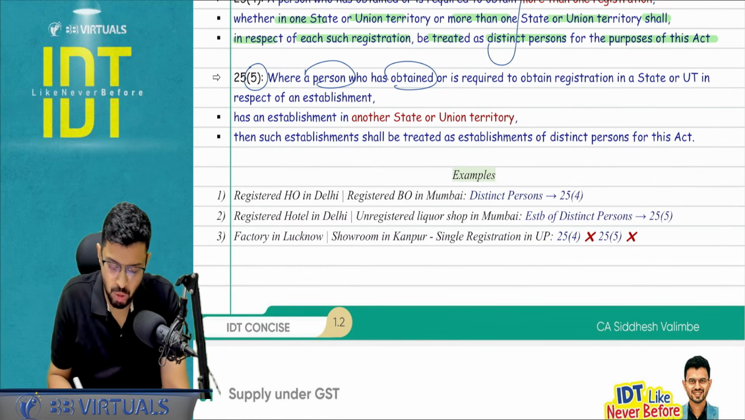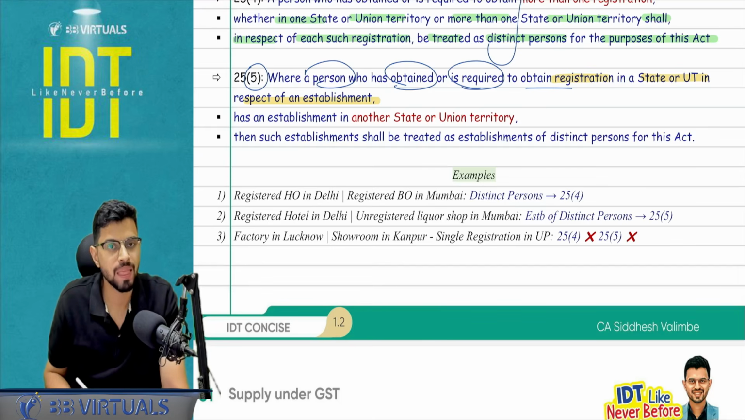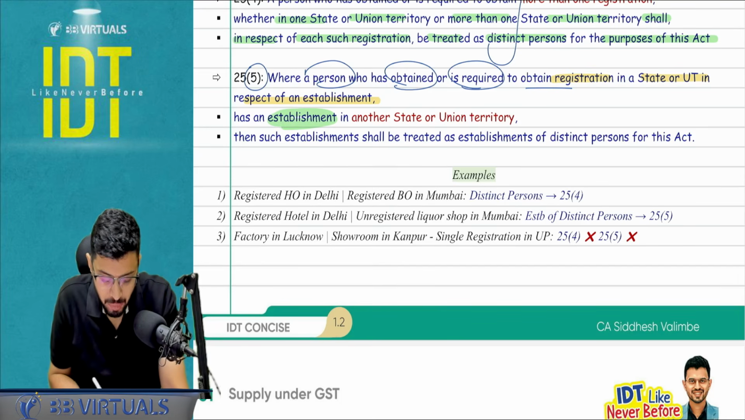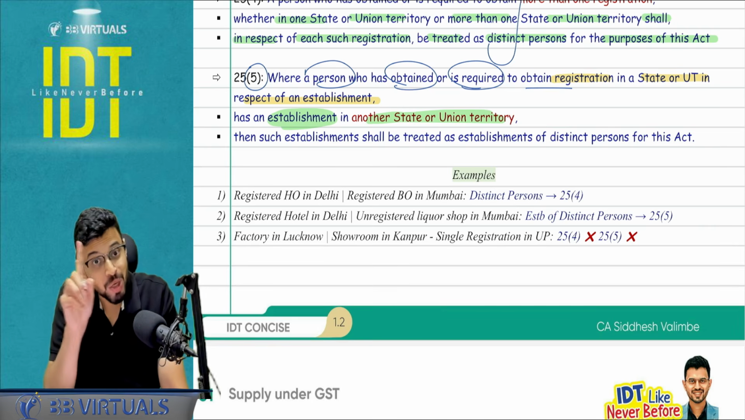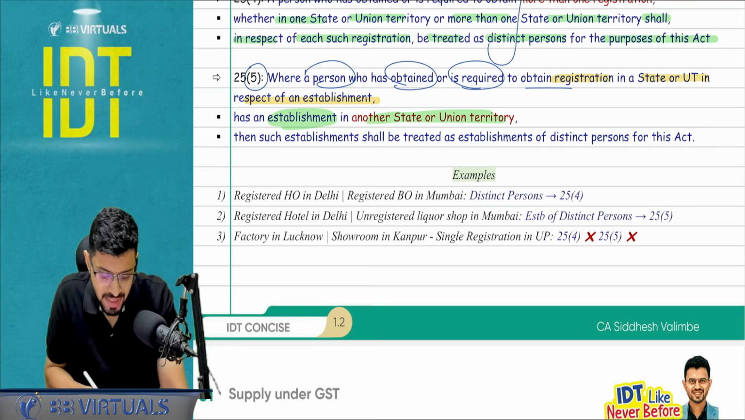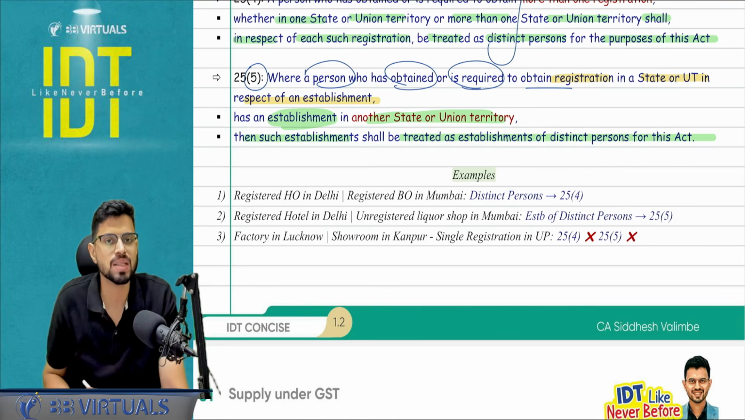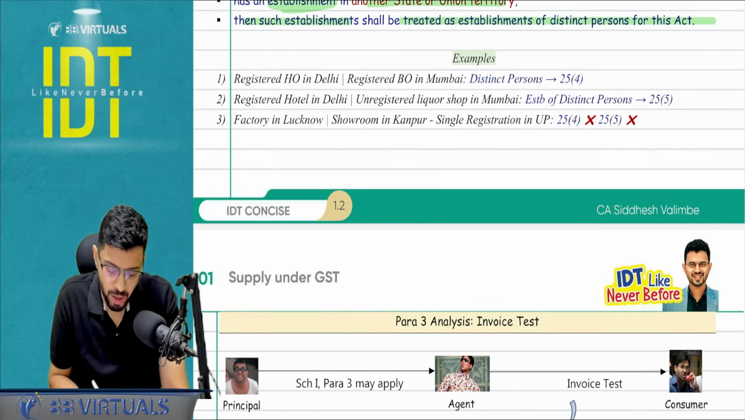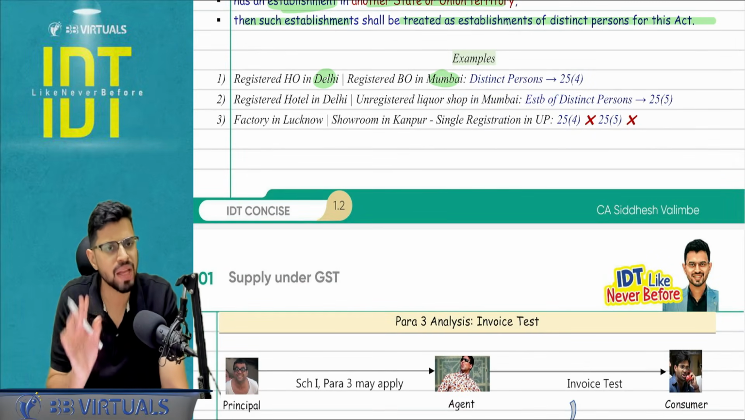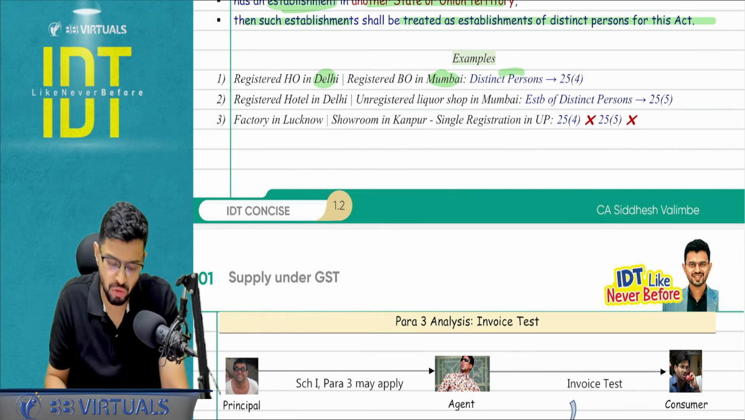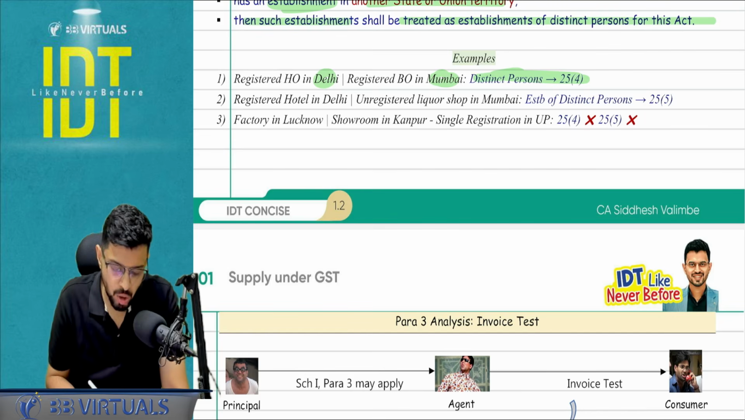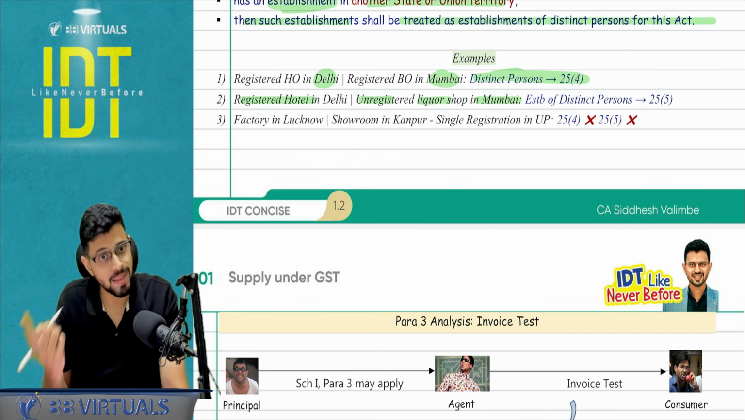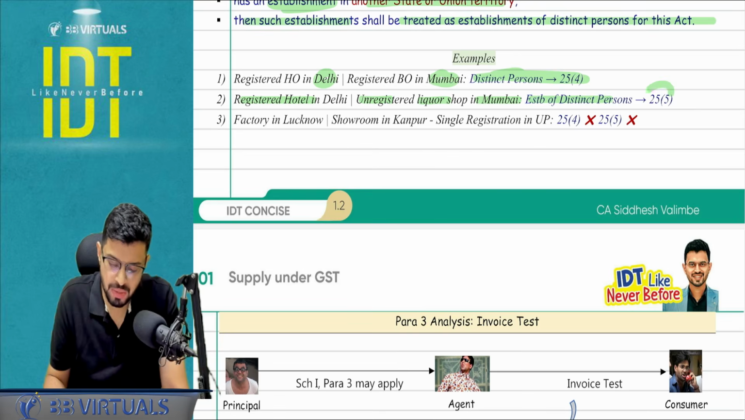25(5), where a person who has obtained or is required to obtain a registration, it's a single registration in a state, and you have an establishment in other state, more than one state involved, then such establishments are establishments of distinct person. Little terminology has changed. See, a registered head office in Delhi, registered branch office in Mumbai. Both are registered, 25.4. Registered hotel in Delhi, unregistered liquor shop in Mumbai. Another state. Establishment of distinct person, 25.5.